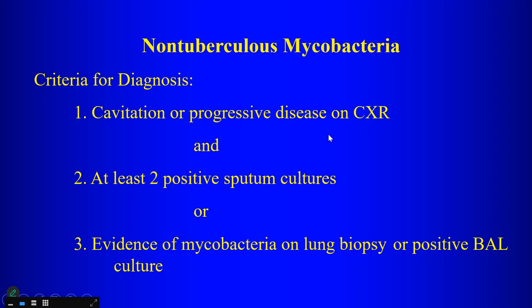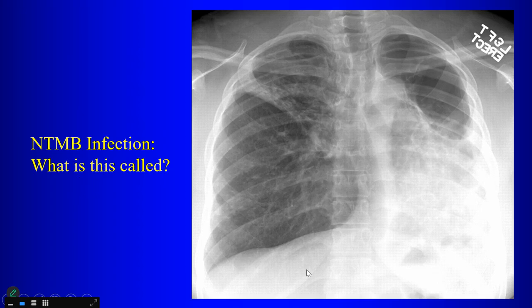Criteria for diagnosis: cavitation or progressive disease on chest x-ray and at least 2 positive sputum cultures, or evidence of mycobacteria on lung biopsy or positive BAL culture. There are different patterns that are associated with atypical mycobacterial infection, so you have to know what the different patterns are called. What is this pattern called?